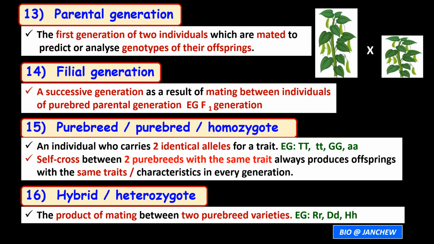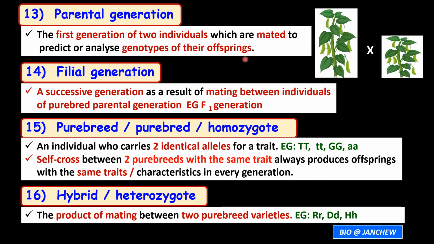Let's finish up with this list of terms. The parental generation is the first generation of two individuals which are mated to predict or analyze genotypes of their offspring. Referring back to our first video about Mendel's experiment on the characteristic of height, the parental generation consists of the parents, which are the pure breed tall plant and the pure breed dwarf plant. Remember that? So they were mated or crossed, and then their offspring was obtained by Mendel, and then he analyzed the genotypes of their offspring.